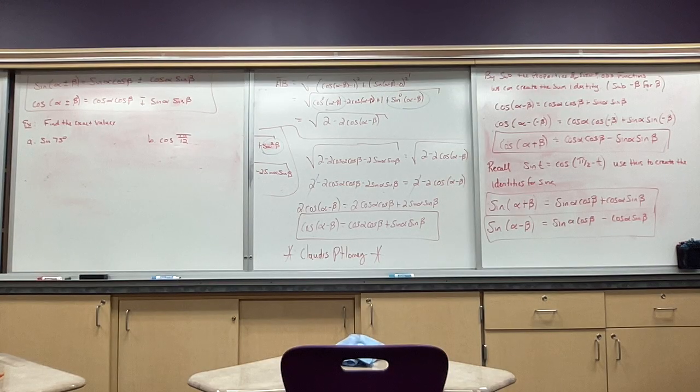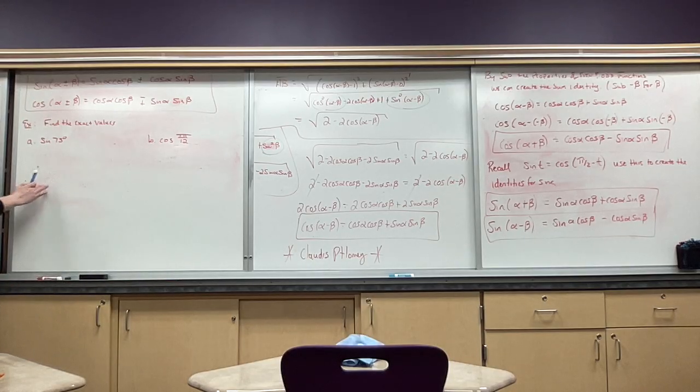Now, I want you to notice something. Sine of 75 is not one of those exact values in the unit circle, right? We don't have it. So we've got to think of another way to figure out what that is, which is why these are important. It allows us to figure this out. And here's how we're going to do it.